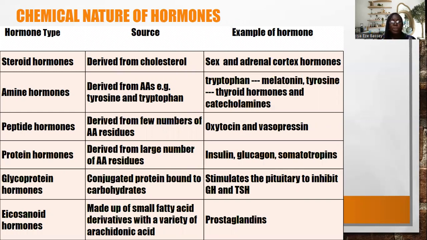You have conjugated proteins and carbohydrates. Then you can have eicosanoid hormones, which are derivatives of fatty acids. So the steroid hormones are derived from cholesterol, and examples of such hormones include estrogen, progestins, adrenal cortex hormones like aldosterone, cortisol, and all that.